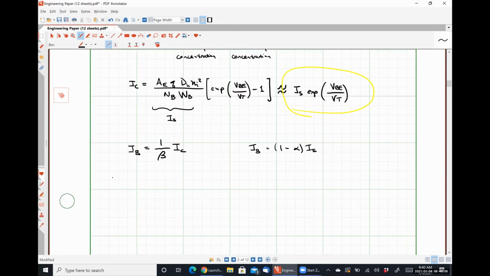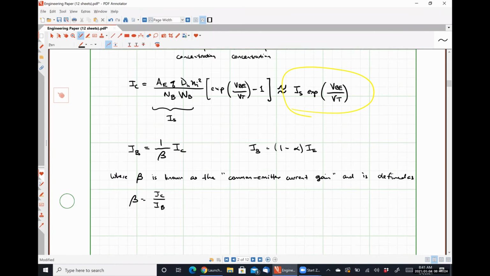Where beta is known as the common emitter current gain, and is defined as beta is simply equal to the ratio of IC over IB. Sorry, that should be a B, and I want to make it clear that it's a B and not a beta.